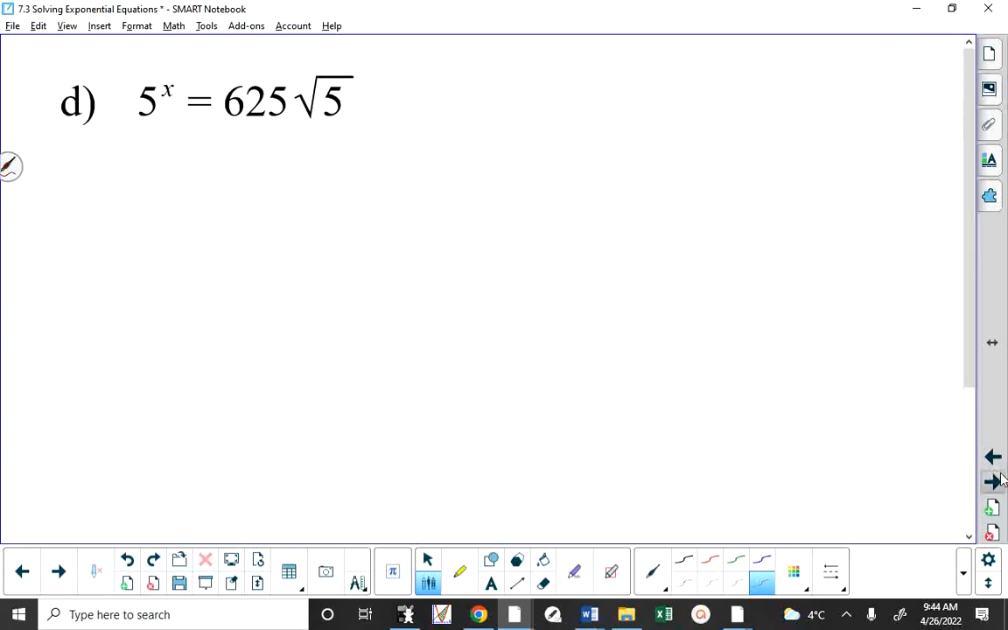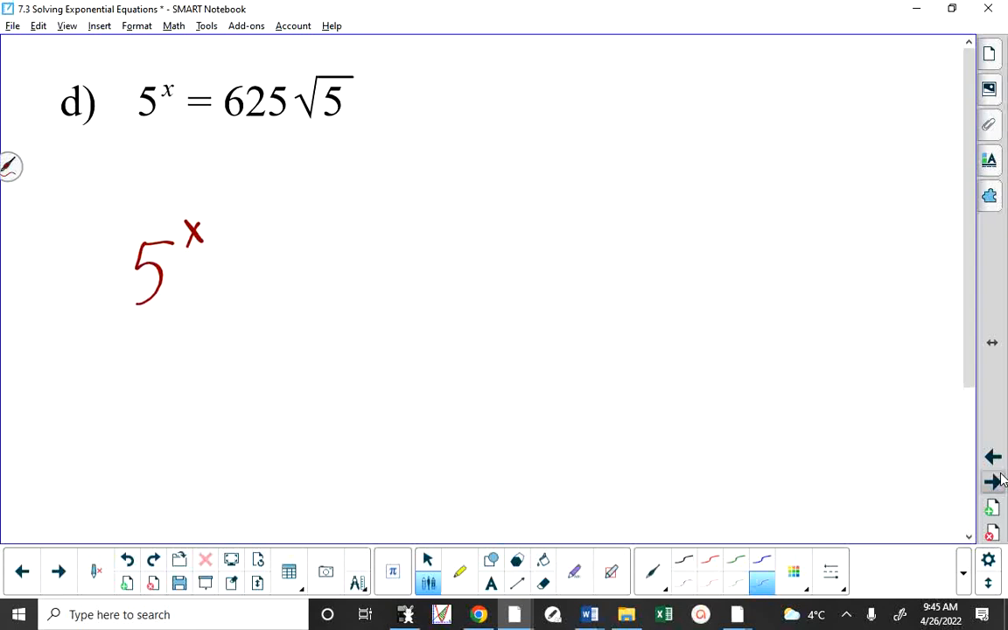Okay, one more. 5 to the x equals 625 root 5. You're not going to know this if it's on an exam, but it's in this lesson on common bases. If we're expected to solve this equation using common bases, then apparently everything can be written with the same base. And since we have 5 to the x on the left-hand side, that common base must be 5. It has to be 5, because you can't write 5 any other way. It's not 2 squared or 2 cubed or 3 to the 5. It's 5 to the 1.